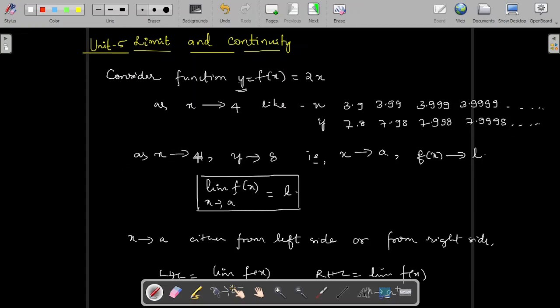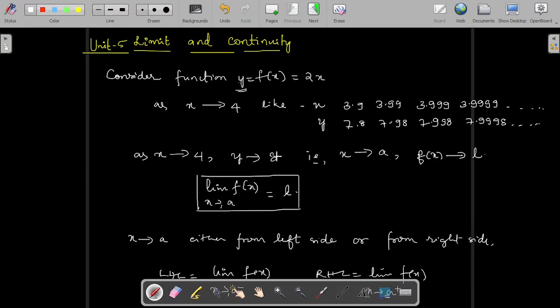So as x tends to 4, y tends to a new value, that is 8. This is called the limiting value of a function. Here we are not finding the exact value of the function at x equal to 4; we don't require that. Here we require, as x is moving towards the point 4, where the function moves to.